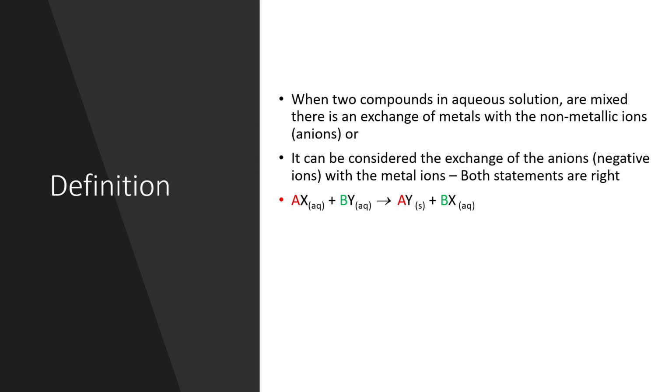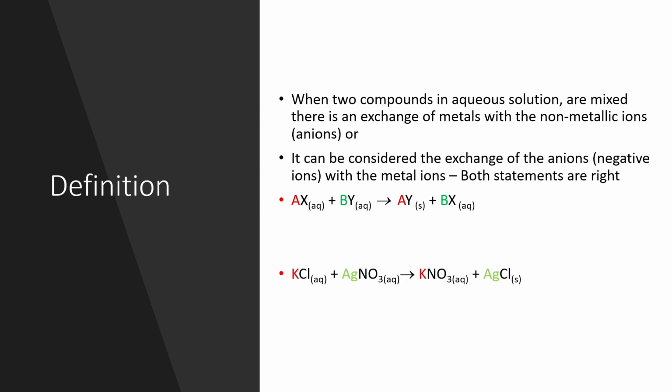So in this case, A was bound to X and B was bound to Y. Because a chemical reaction takes place, in the product side you find that A is actually bound to Y and B is bound to X. And AY is a solid, and that would be a precipitate. Let's take an example.